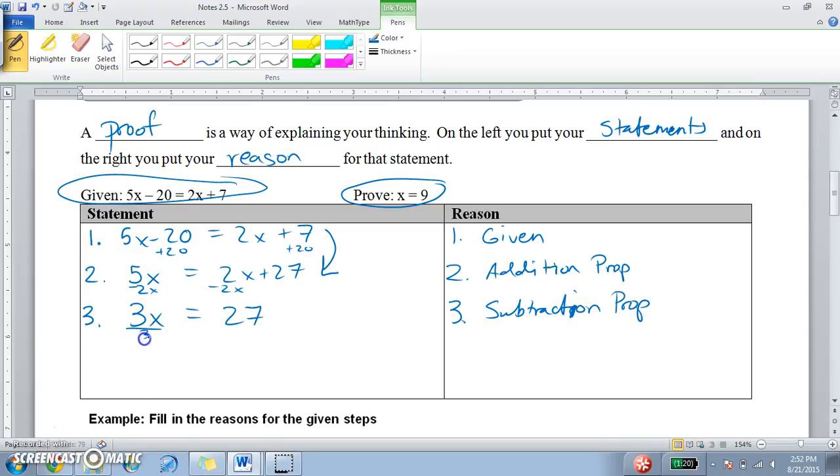Next would be to divide by 3. So my fourth statement would be x equals 9, which is our last statement because that's what we were trying to prove. So the reason would be division property, because I divided by something on both sides.